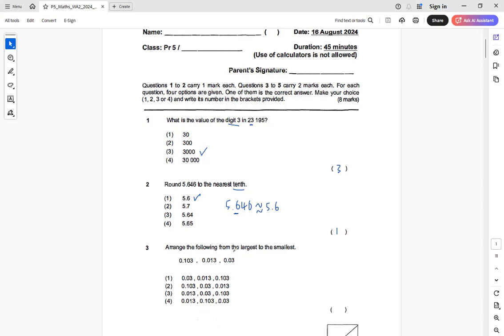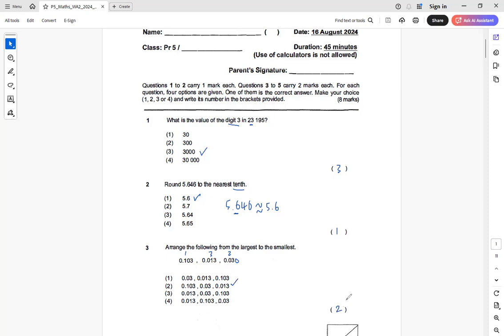Question 3, arrange the following from the largest to the smallest. So looking at all this, this is 0.103, so this is 3 decimal places. This is 0.013, which is also 3 decimal places. This one is 0.03, so to make it all the same decimal places, I should add one more 0 behind so that I can see it easily. Okay, so the largest one will be this one, followed by this, and then the smallest one will be this one. So looking at my 4 options, my answer will be option 2.